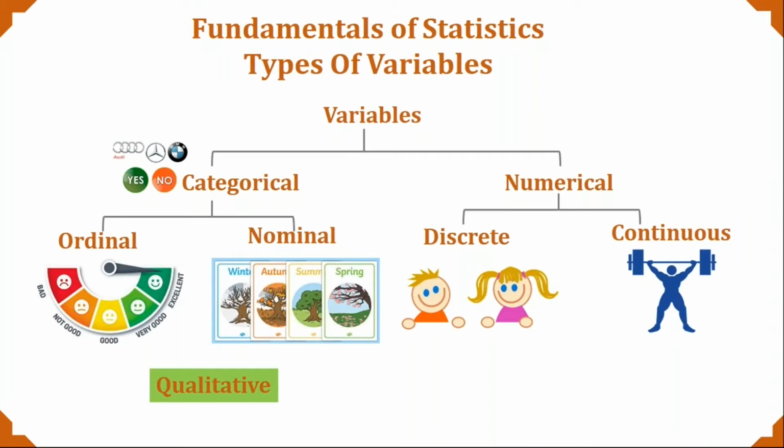The next one is continuous values. They are theoretically floats. So how much weight can you lift? Now you can say that I can lift 10.5 kgs, 11.5 kgs or 100.5 kgs, right?